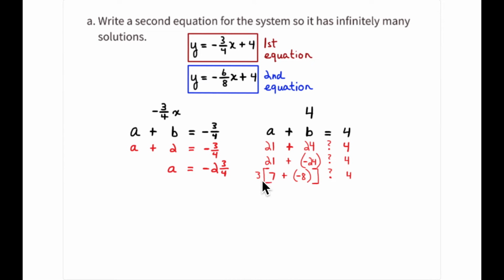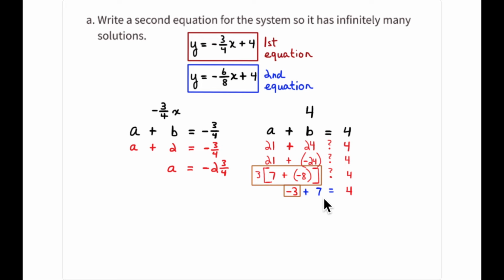So notice that 3 times negative 1 is negative 3, and 21 plus a negative 24 is also negative 3. So this hasn't changed at all. But this side is equal to negative 3. This side is equal to 4. So negative 3 plus what value equals 4? Well, negative 3 plus 7 equals 4. So all of this is equal to negative 3. And so I have to add 7 to that to make this equal to 4. Remember, I have to get this equal to 4 up here.